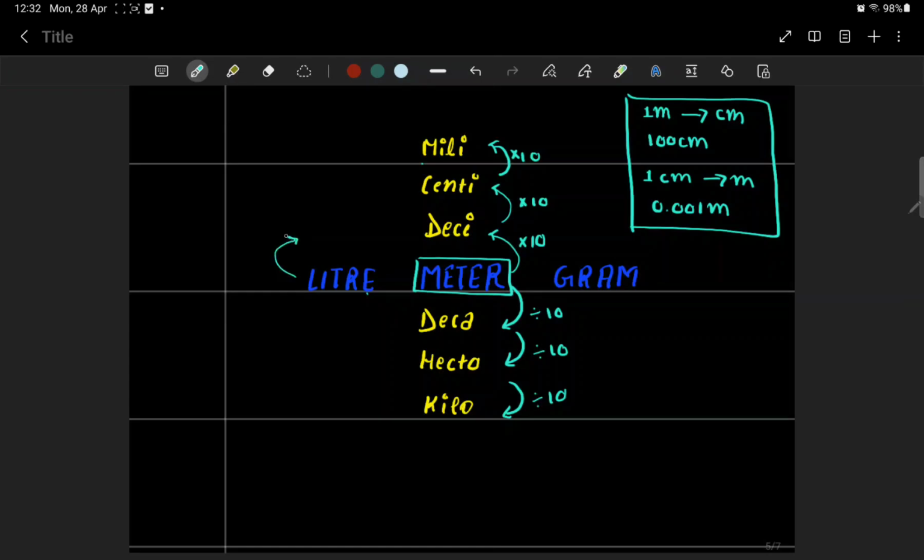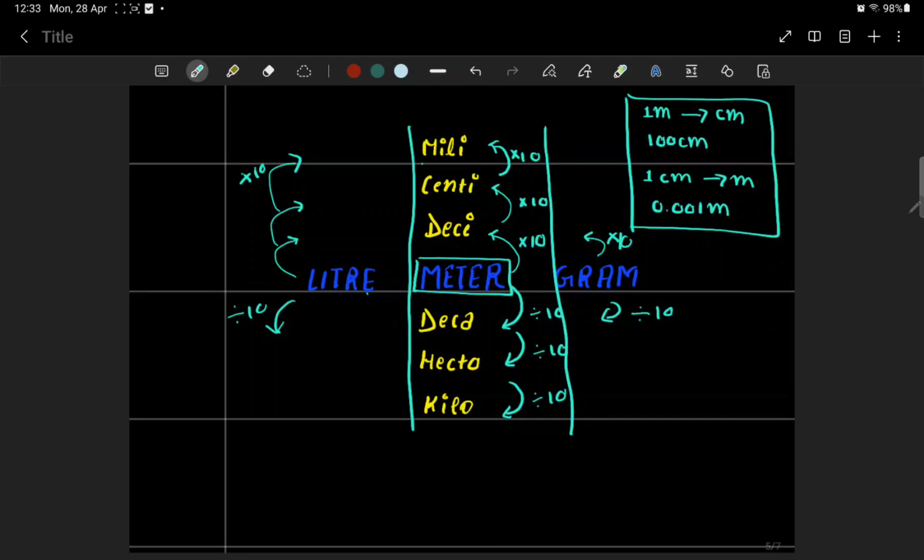Liter into deciliter, centi, milliliter, we'll multiply it by 10, and out here you'll divide by 10. And for gram also, you multiply it by 10, and out here you divide by 10. But you need to understand that the relation out here is like this only. You don't convert liter into centimeter like that.